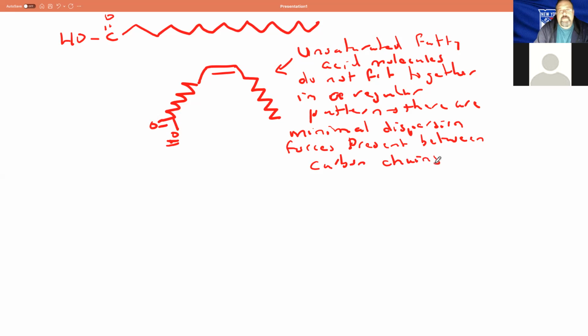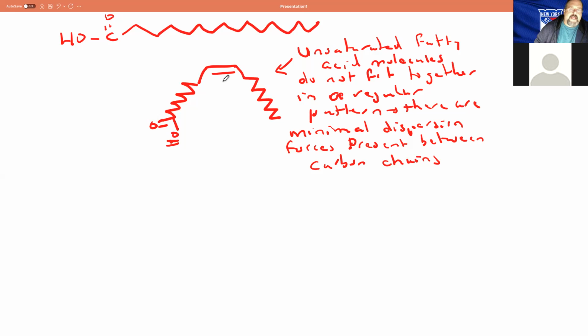And therefore, in order to go from a solid to a liquid, it takes much less energy to break the dispersion forces between unsaturated fatty acid molecules as compared to saturated fatty acid molecules. For the most part, at room temperature there's enough energy present to melt unsaturated fatty acids, so they are liquids at room temperature. That's essentially why they have a lower melting point.